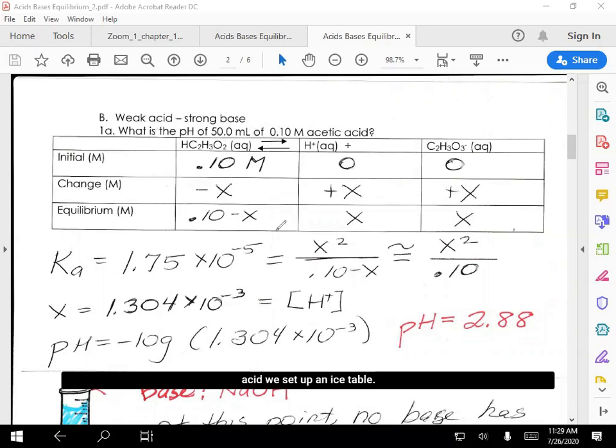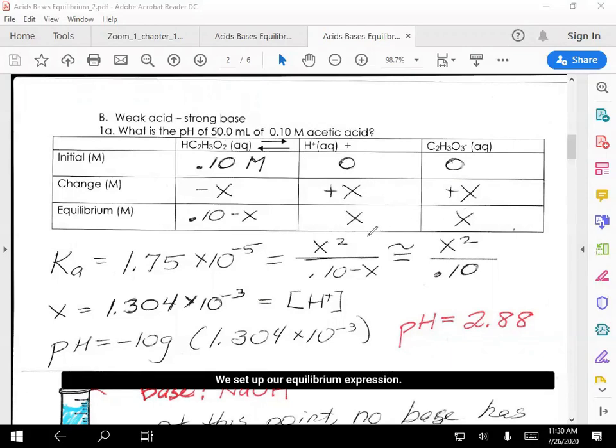We set up an ice table. We have our weak acid in equilibrium with hydrogen ion and acetate. Initially, we have 0.10 molar acetic acid, 0 hydrogen ion, 0 acetate. We look at the forward direction. So we have minus x, plus x, plus x. That gives us our equilibrium.